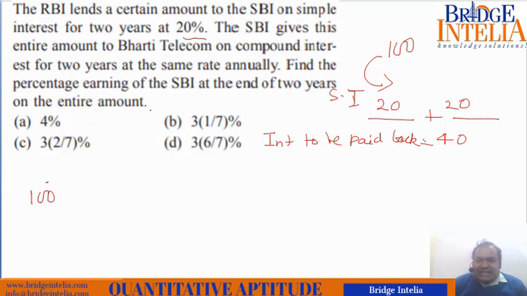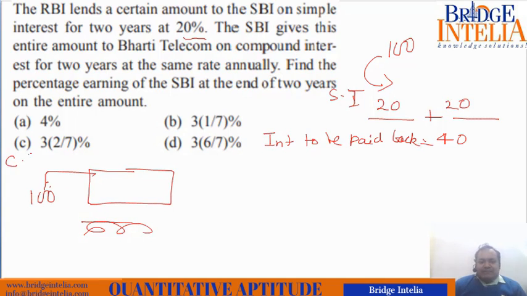Now what SBI has done is that SBI lends rupees 100 to Bharti Telecom at 20% interest. So let's see what happens. So this is the case of compound interest. So let's see what happens in 2 years. So in first year, interest earned is 20% of 100, so rupees 20. Updated amount is rupees 120.